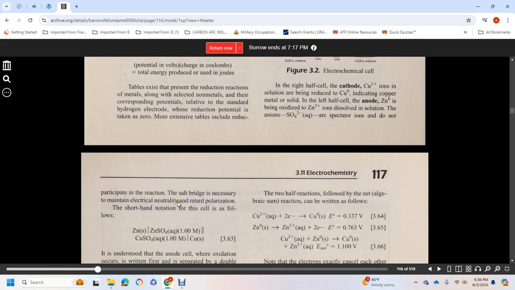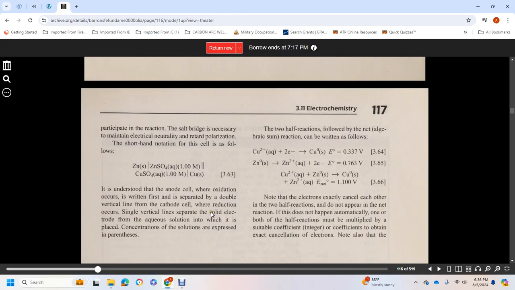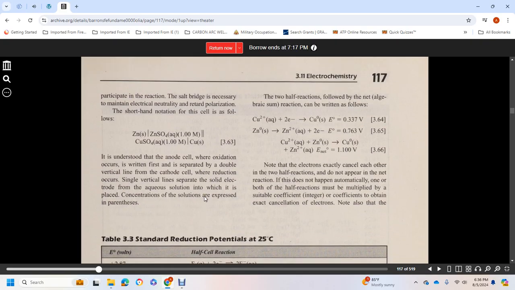A salt bridge is necessary to maintain electrical neutrality. Next is the shorthand notation of the cell. It is understood that the anode, where oxidation occurs, is written first, separated with a double vertical line from the cathode, where reduction occurs. A single vertical line separates a solid electrode from the aqueous solution, for which the concentration is displayed. The concentration of a solid is not expressed in the parentheses.